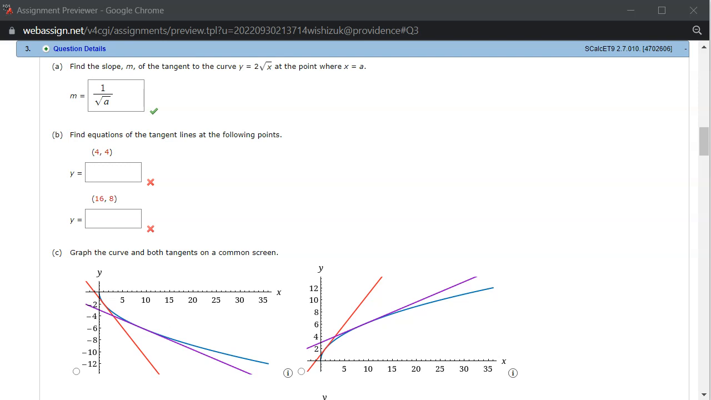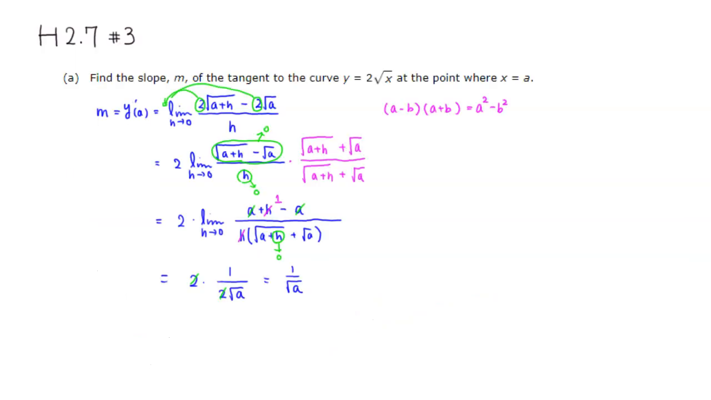All right, let's move on to part B. We want to find the equation of the tangent lines at the following points. Let's do 4, 4 first. So we know that x1 and y1 is going to be 4 and 4. So we have a point. So we need to find the slope, but the slope is very easily found. All you have to do is look at the derivative and then plug in the x1 value, which is 4.